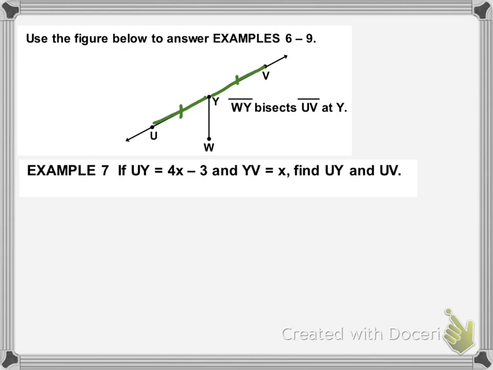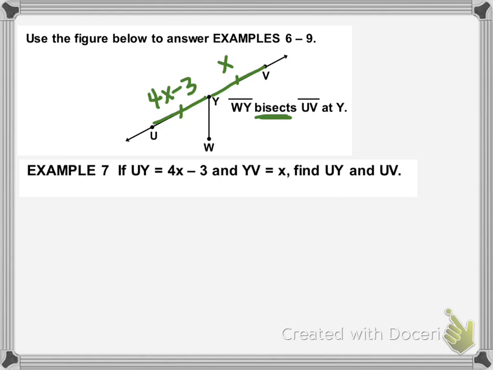So just like before, we know that UY equals YV because YW bisects UV at Y, so Y is the midpoint. All right, in this one, it says UY is 4x minus 3, and YV equals x, and we need to find the length of both of those. Well, in order to do that, I need to find x. In order to find x, I need to create an equation.